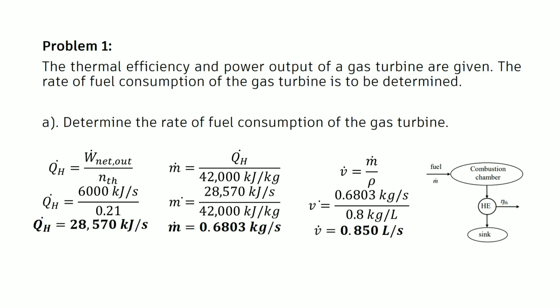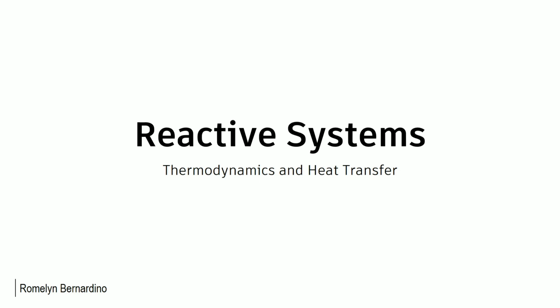So in order for us to produce this power output, we need to burn fuel at a rate of 0.6803 kilograms per second. This is the amount of fuel burned during the combustion process. The combustion chamber supplies 28,570 kilojoules per second into our heat engine, and the rest is wasted into the sink, using our 21% thermal efficiency. So that's all for our part 1 problem on the reactive systems of thermodynamics and heat transfer.